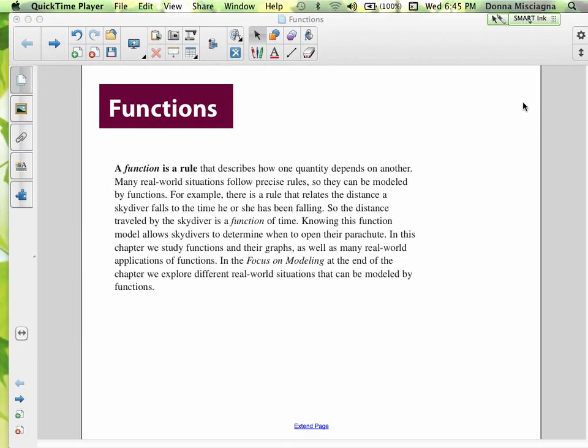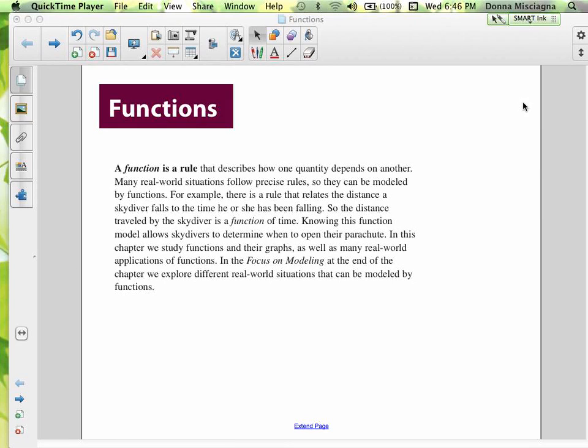A function is a rule that describes how one quantity depends on another. Many real-world situations follow precise rules so they can be modeled by functions. For example, there's a rule that relates the distance a skydiver falls to the time he or she has been falling. So the distance traveled by the skydiver is a function of time. Knowing this function model allows skydivers to determine when to open their parachute.